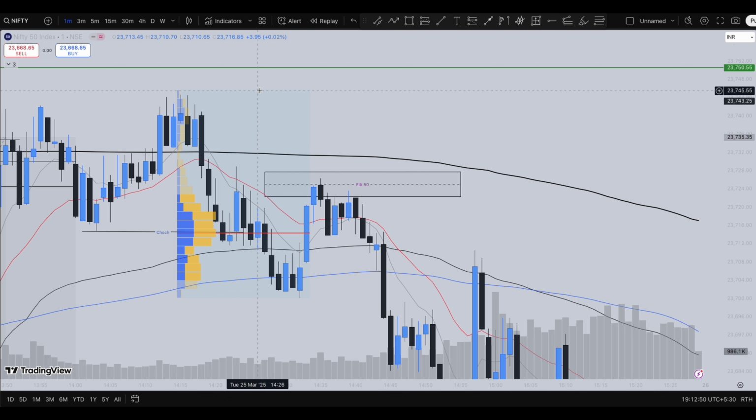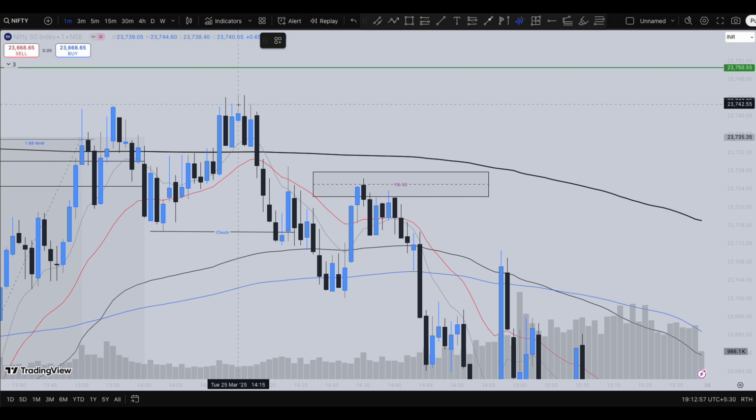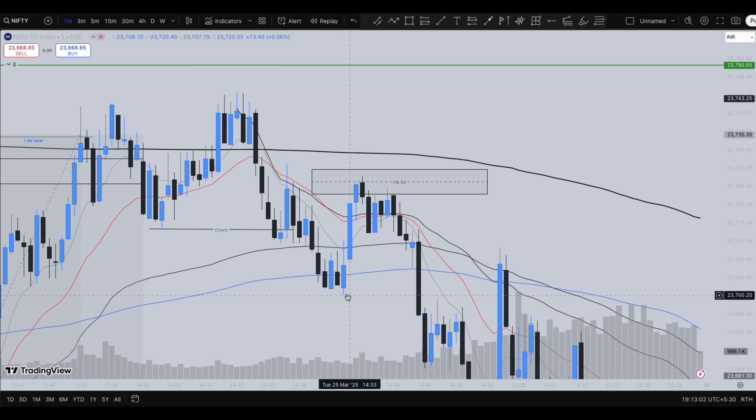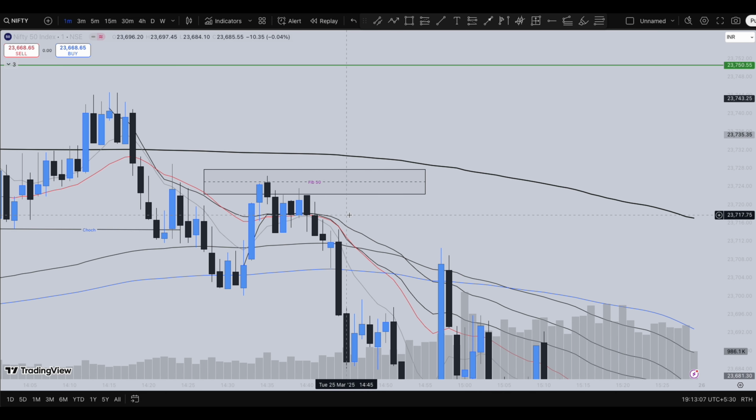So wait a second, guys. This is not what we. If you try to plot the anchor VWAP levels of this zone as well as towards the low of this candle, you can see, guys, these both confluenced at this candle over here.